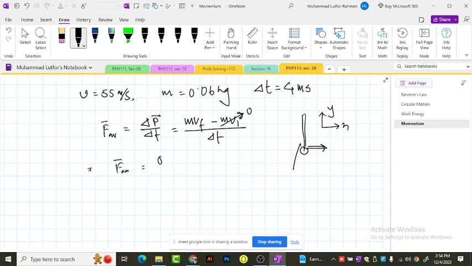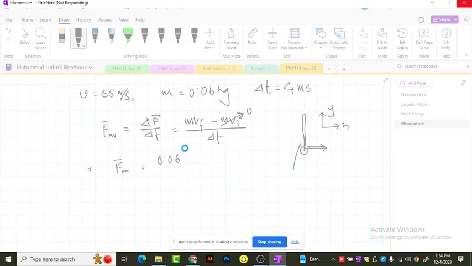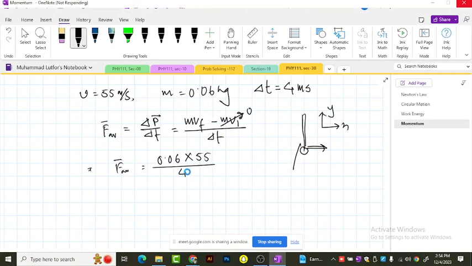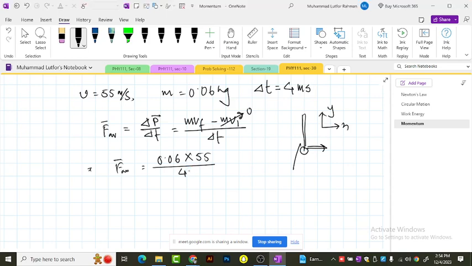Then you can write it as 0.06 times 55 divided by 4 milliseconds, meaning 4 times 10 to the minus 3, which would simply be 825 Newton. That's the average force that will be active on the ball. So this is the case.